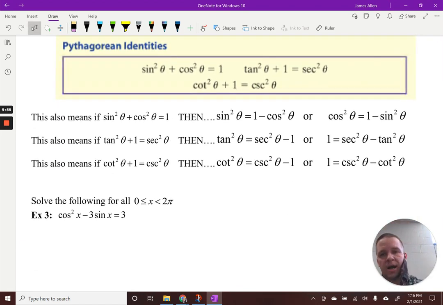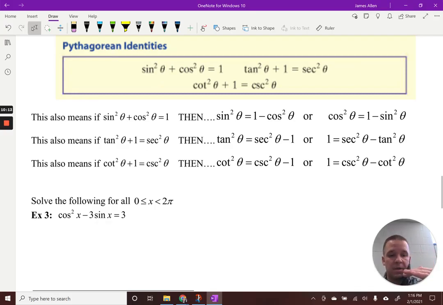All right, so we've got our three Pythagorean identities, and as it states right here in these sentences, which is what I was talking about, sine squared theta plus cosine squared theta equals 1, then I know that sine squared theta is equal to 1 minus cosine squared theta, or cosine squared theta equals 1 minus sine squared theta.